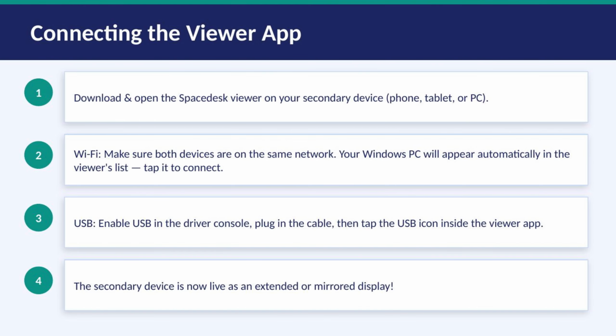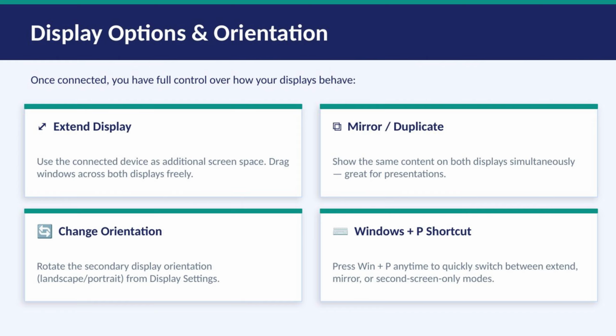Step 8. Configure display settings. Once connected, you can customize how the displays work together. Quick settings: press Windows key plus P on your keyboard to quickly choose between PC screen only, Duplicate (mirror), Extend, or Second screen only.